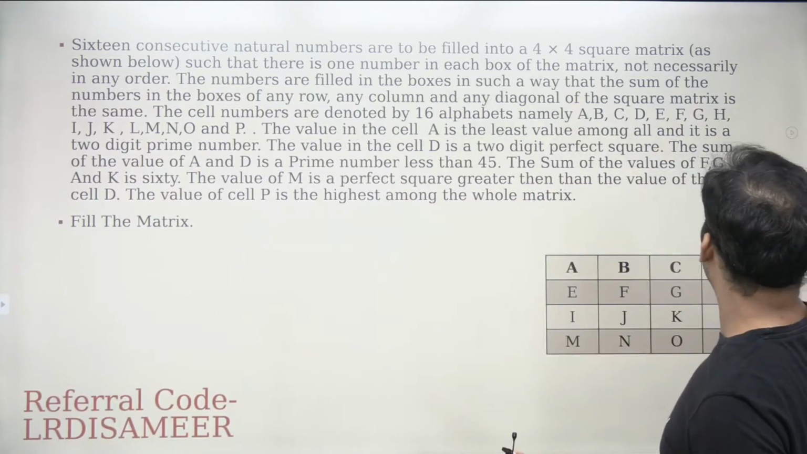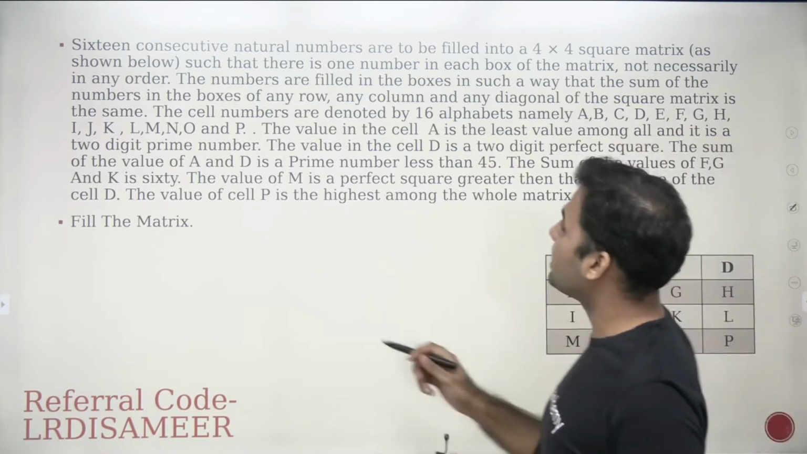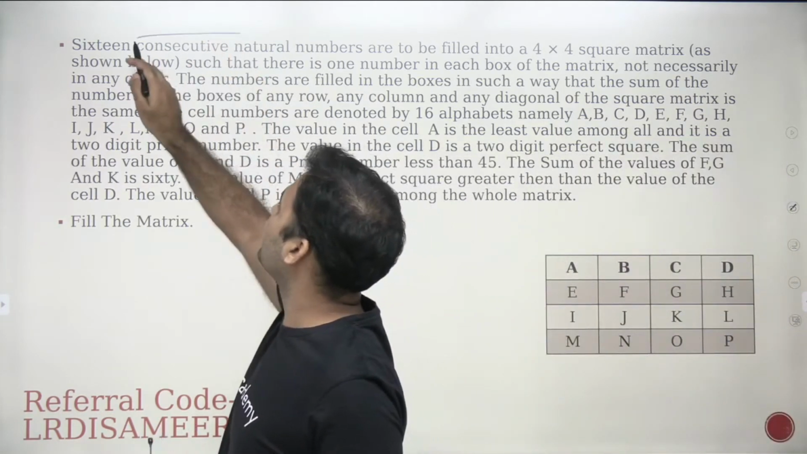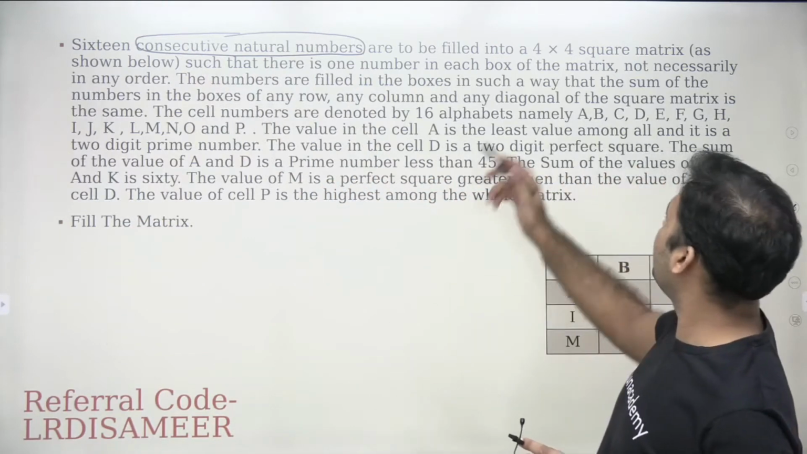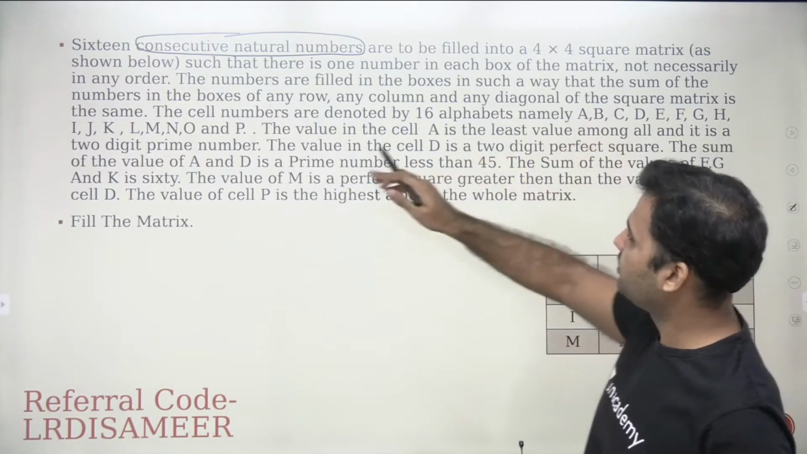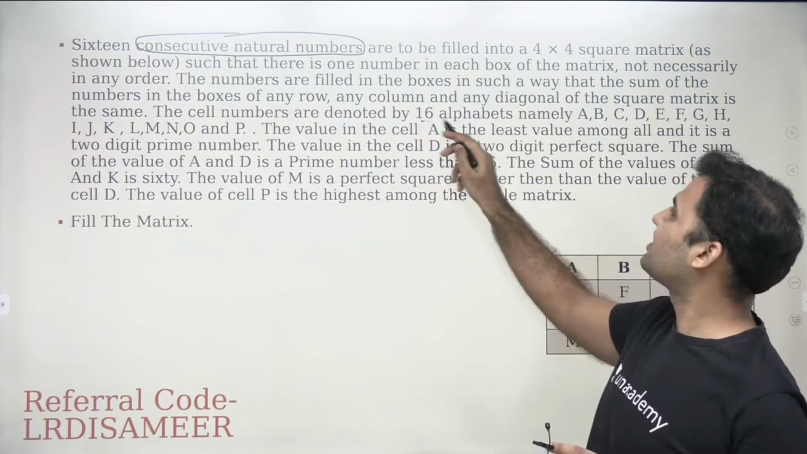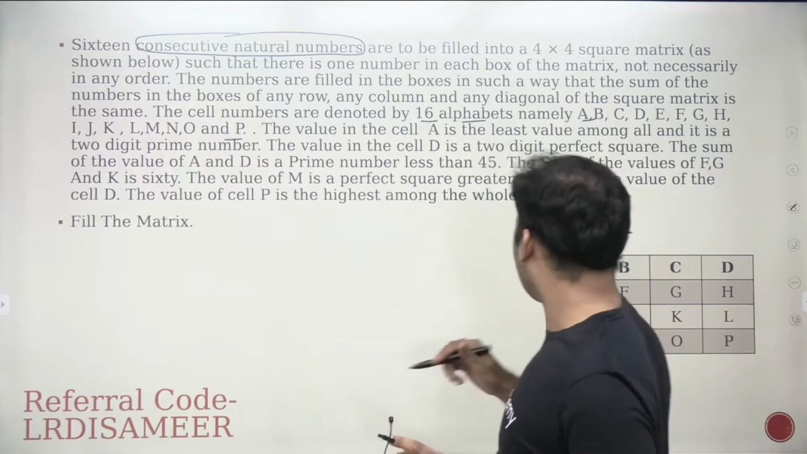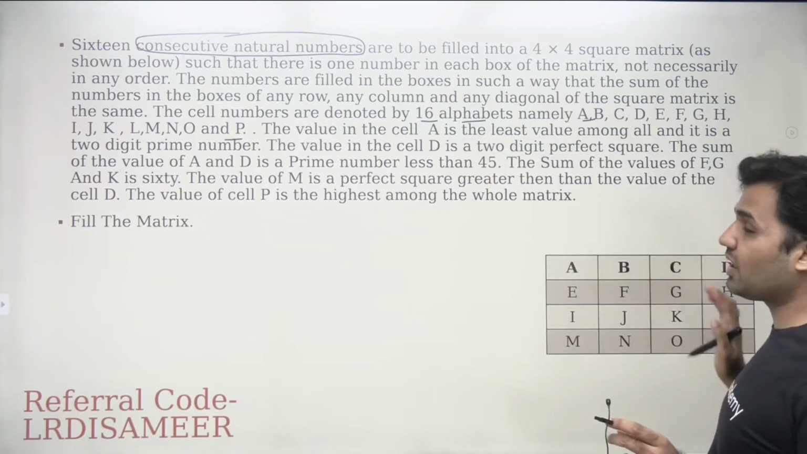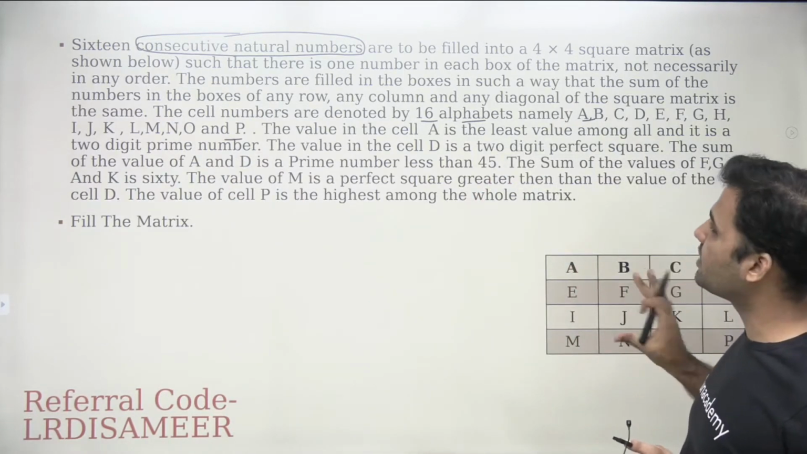So now, the important word here is the numbers are consecutive, right? So consecutive natural numbers, underline it, okay? The numbers are filled in the boxes, okay? We have read it through. The cell numbers are denoted by 16 alphabets, namely A, B, C, D, E, F, G, H, I, J, K, L, M, N, O, P, right? So A to P alphabets are basically representing the numbers here.